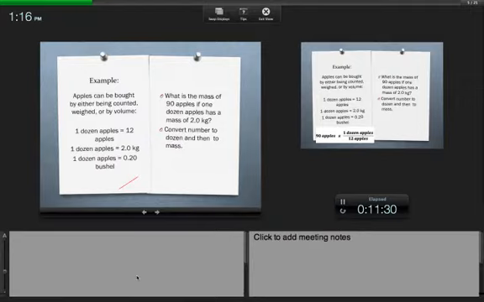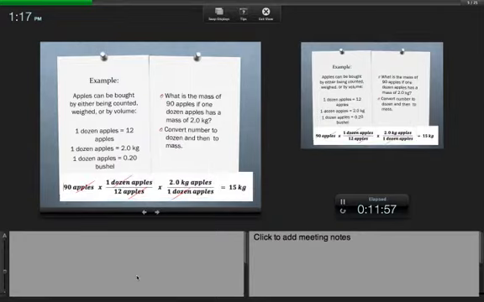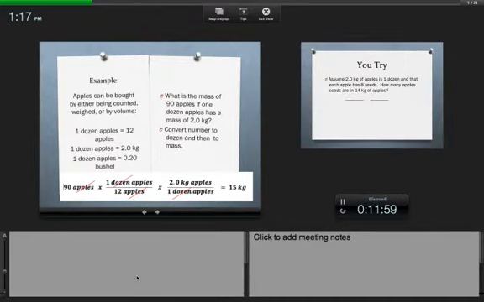How many significant figures are in 90? 1. How many significant figures are in 15? 2. So I need to round 15. Am I going to round it up to 20 or down to 10? Up to 20. So my answer is going to be 20 kilograms. And yay, looky there, we got the right answer.